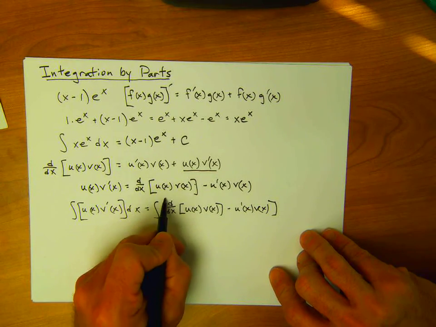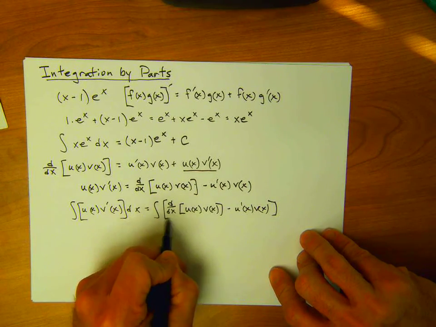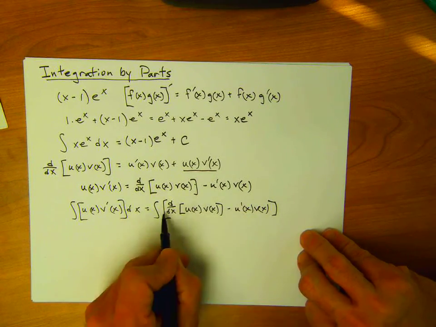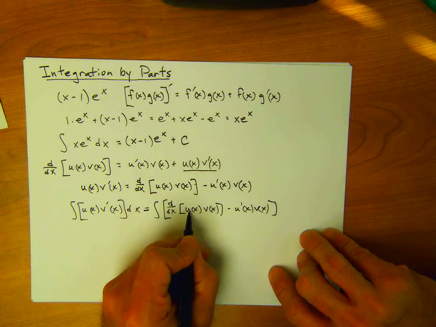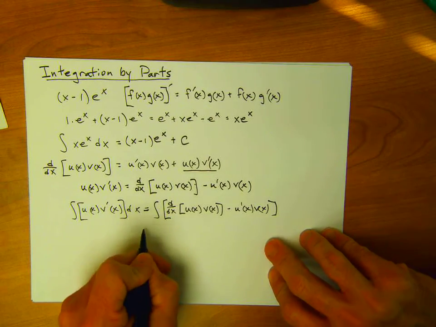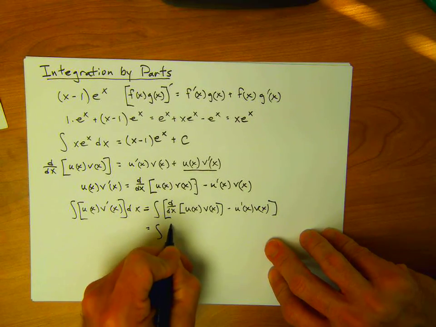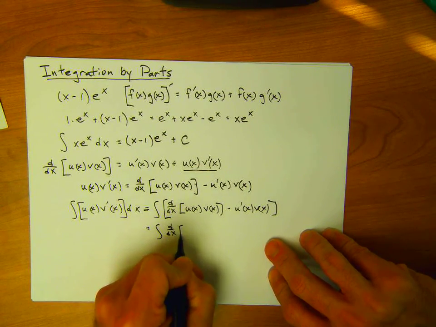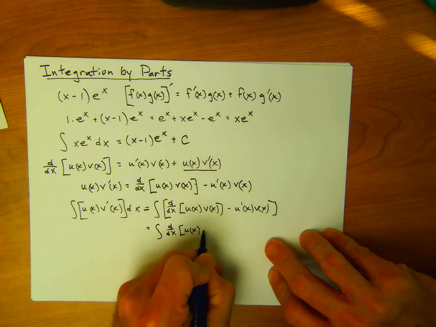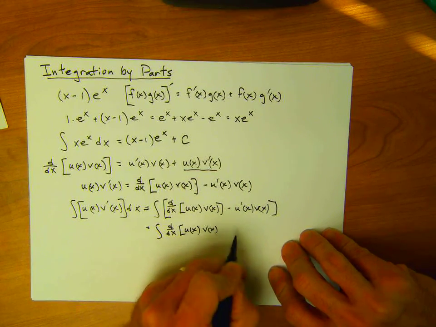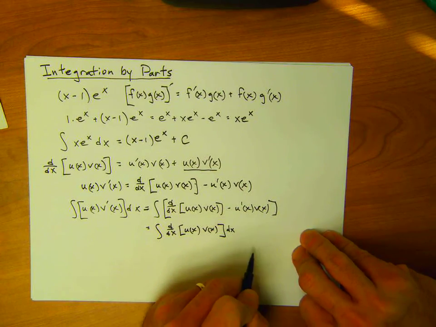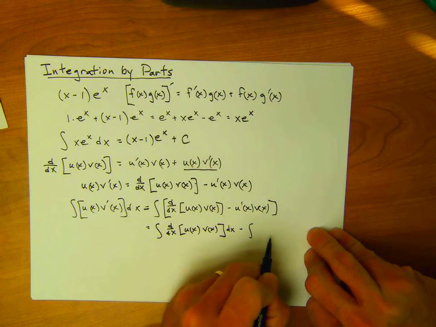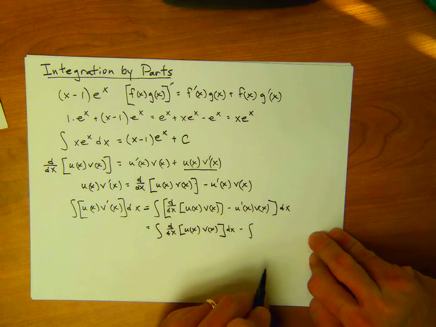Taking the antiderivative of this whole thing. Now we already know that the antiderivative of a difference is the difference of the antiderivatives, so I can rewrite that this way: the antiderivative of u of x, v of x, with respect to x, minus the antiderivative, whoops, leave my dx out here too, right? That whole thing is what I'm taking the antiderivative of.